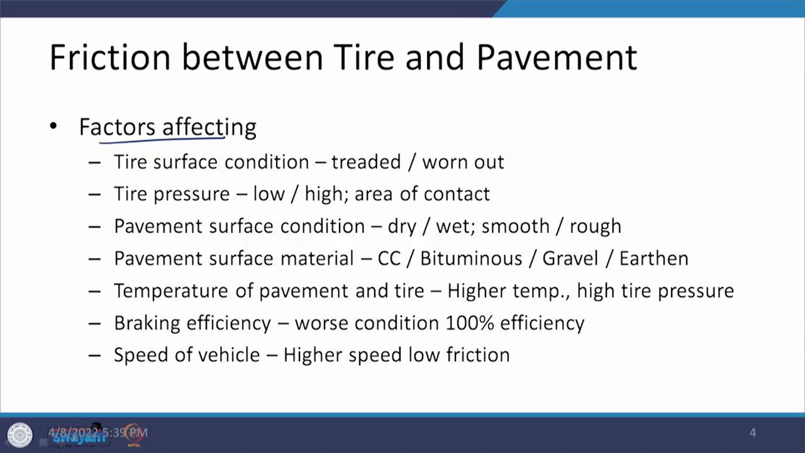Now if we talk about the first factor, that is friction between tire and pavement, again we have a set of factors which are going to affect it. If you look at these factors, what you can find is that they are either related with the tire, or they are related with the pavement, or they are related with the vehicle characteristics.